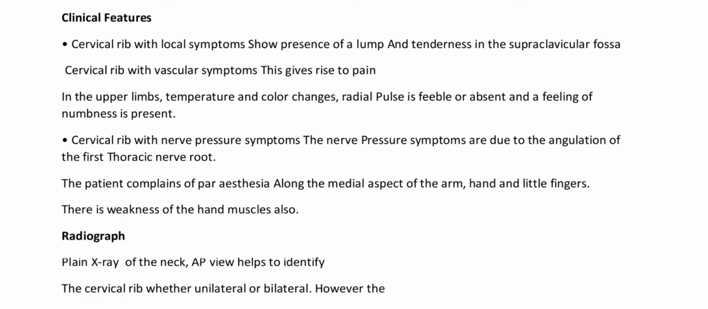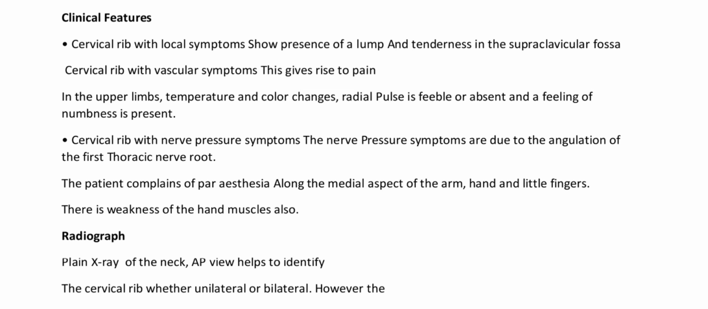So what are the clinical features of the cervical rib? Cervical rib with local symptoms shows a presence of a lump and tenderness in the supraclavicular fossa. Cervical rib with vascular complication gives rise to pain in the upper limb, temperature and color change. The radial pulse is feeble or absent, and the feeling of numbness is present.